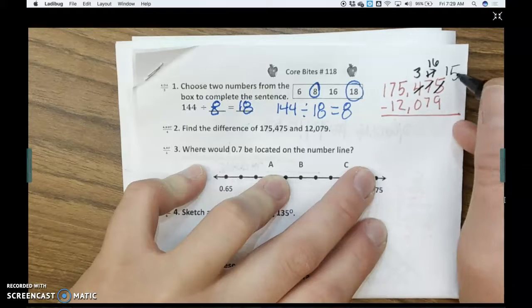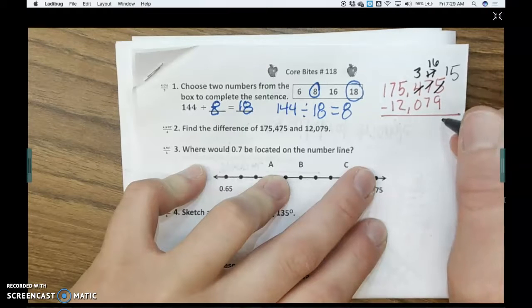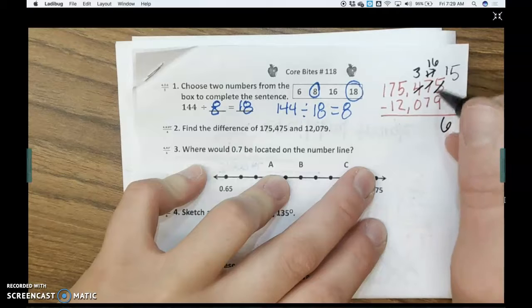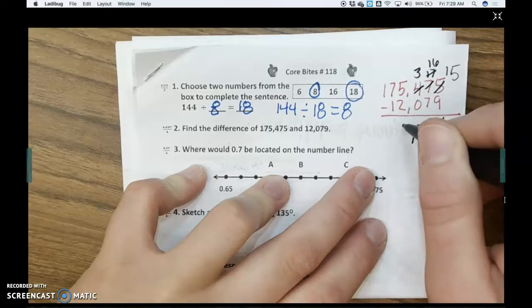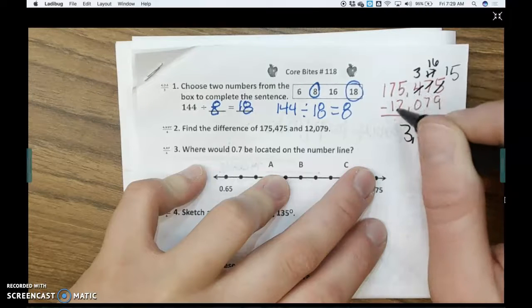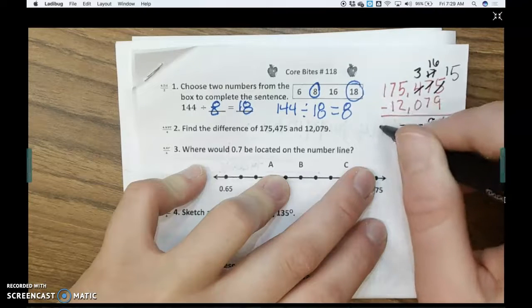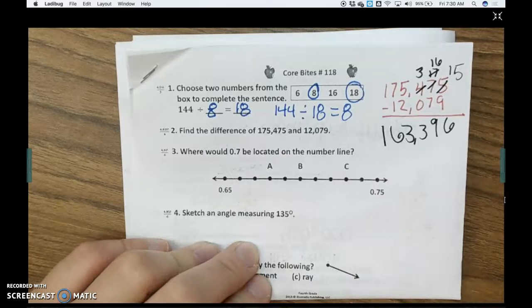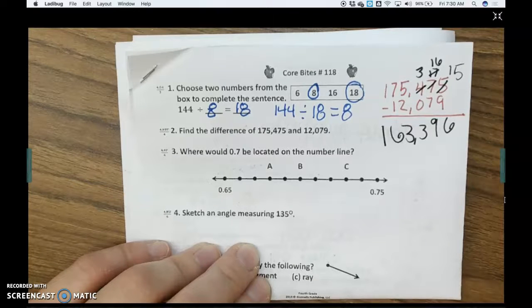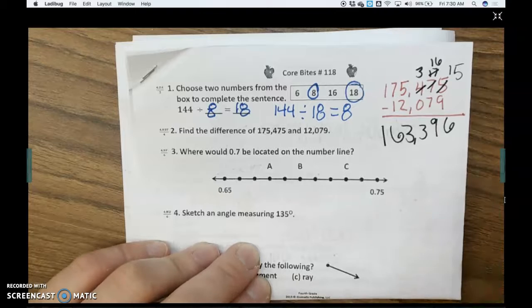So 15 minus 9, that would give you 6. 16 minus 7 would give you 9. 3 minus 0 is 3. 5 minus 2 is 3. 7 minus 1 is 6. 1 minus 0 is 1. So your answer is 163,396. For the next one, where would 7/10 be on the number line?